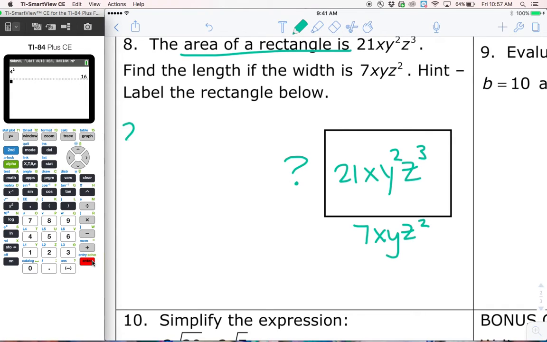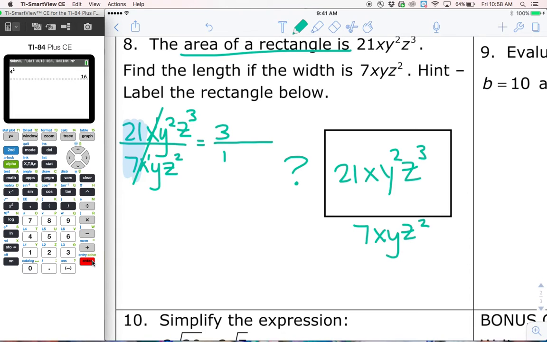So I'm going to take the whole big area and divide it by the one side I have, to find the side that's missing. Okay, here we go. I'm going to set up my answer, and now we're going to start our division. All right, 21 divided by 7 we know is just 3. Put a 1 on the bottom to hold the place. We have x1 over x1, so they both cancel each other out.